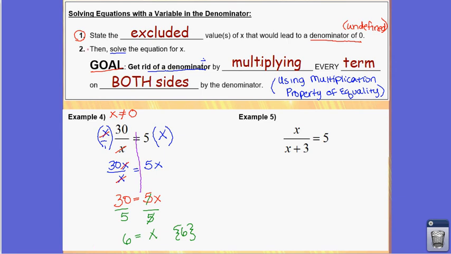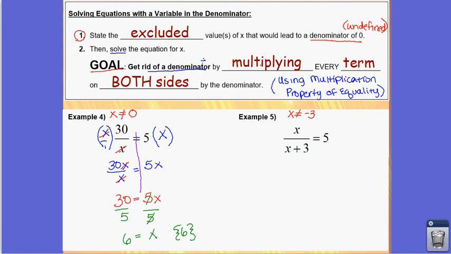So for step 1, let's state any values that should be excluded because they would lead to a denominator of 0. Here, for x, I cannot have negative 3. If I had negative 3 plus 3 in the denominator, I would end up with a denominator of 0. So at the beginning, I want to remind myself that my solution is not allowed to equal negative 3. Okay, so now step 2. Let's solve the equation for x. We need to get rid of this denominator.